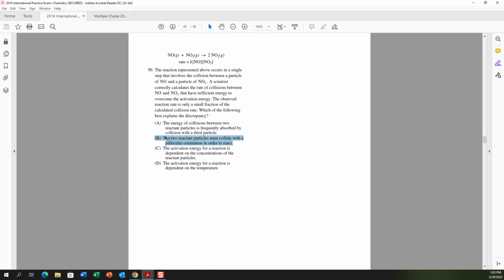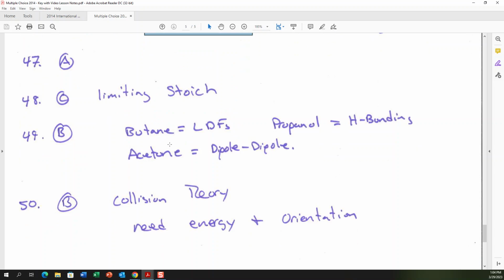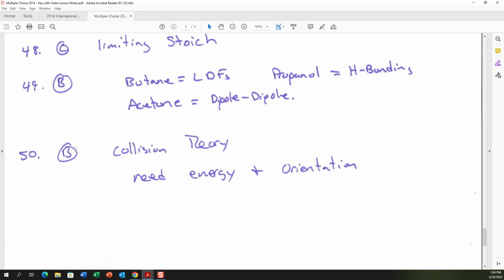So B. Remember, two things have to be true about the collision. You have to have the right energy, but you also have to have the right orientation. So he was just looking at the collisions that might have the right energy, but didn't factor in that all those collisions will not have the proper orientation. So the reaction is not going to happen as fast as just the number of collisions that have the correct energy. Okay, so choice B for that one. Collision theory.